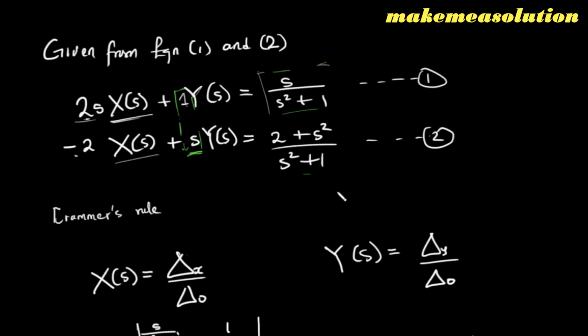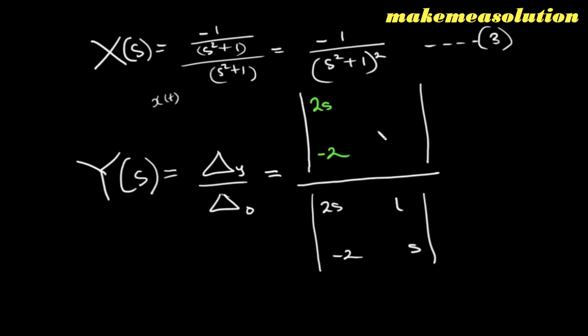2 plus s squared over s squared plus 1. So I'm going to have s over s squared plus 1, then 2 plus s squared over s squared plus 1. Okay, at this point we are now good to start evaluating what the determinants will be.